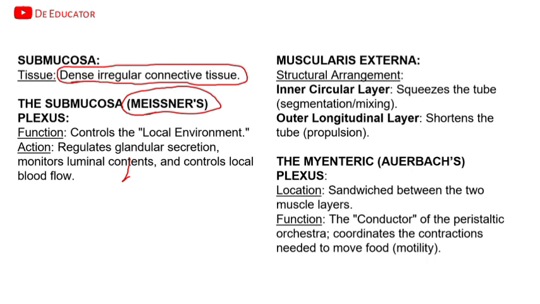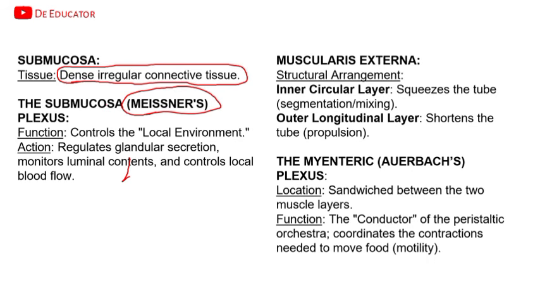And as the tube is getting shortened, it is propelling the food to the next region. Now moving on, for the muscularis externa, the plexus that is found there is the myenteric plexus. So you can see it is something that shouldn't be forgotten. You have submucosa, and then submucosa has the submucosal plexus, right? And then you have muscularis externa. Muscularis externa has the myenteric plexus.